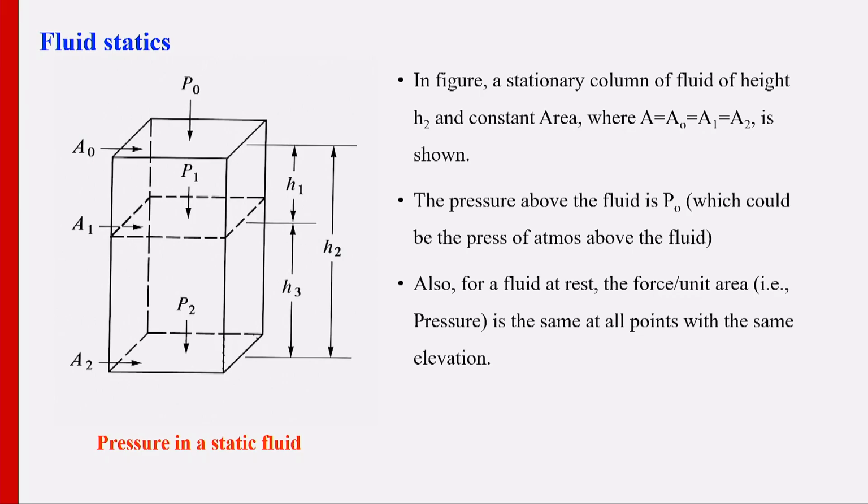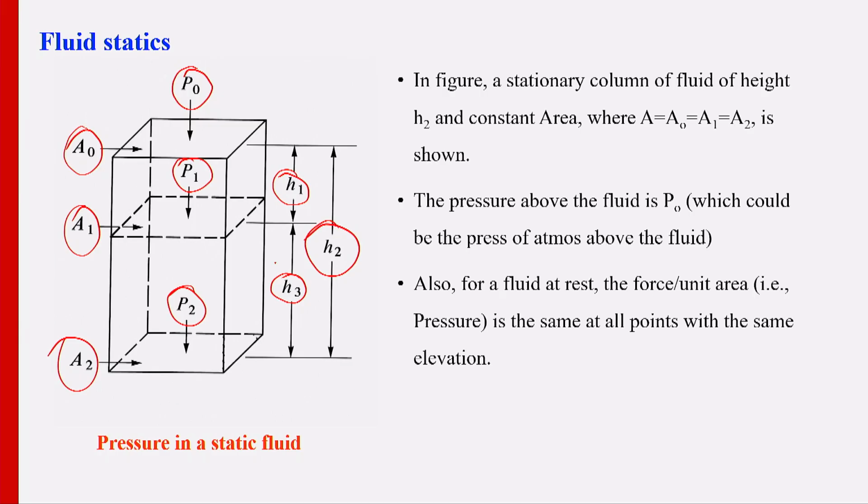So, assume we have a static fluid under pressure. It starts with A0, the area of the first surface, then A1 and A2. The pressure acting at A0 is called P0, then at the A1 point we call it P1, and at A2 it is P2. The height from A2 to A1 we call H3, and in the same way from A1 to A0 we call H1, while the overall height we call H2.